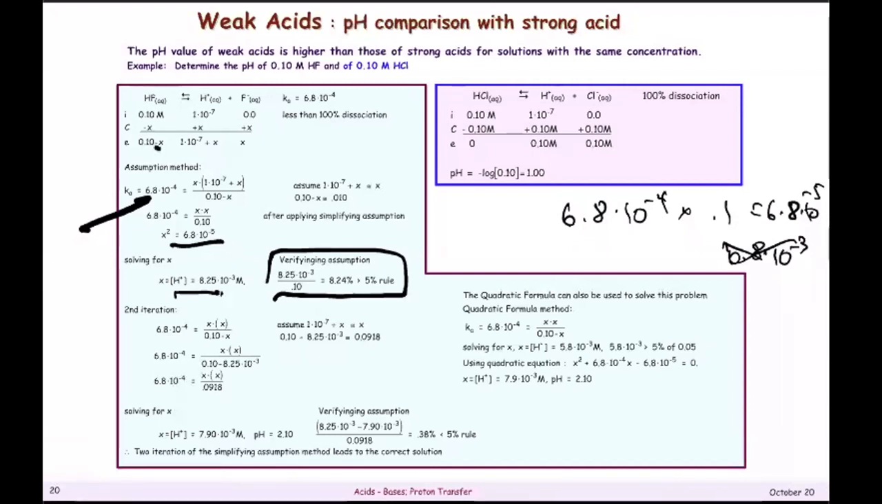Well, this is my initial answer right here. So to make this assumption better, I'm going to plug in this number and get a better value for the equilibrium concentration of HF. So I take 0.1 and subtract, not zero, but 8.25 times 10 to the minus 3, because that's the amount that dissociates in the first iteration. And I get this better number right here.